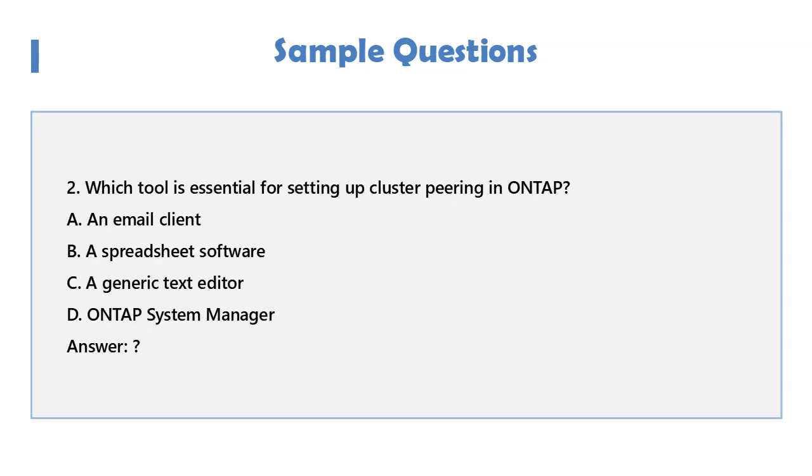2. Which tool is essential for setting up cluster peering in ONTAP? A. An email client. B. A spreadsheet software. C. A generic text editor. D. ONTAP System Manager.